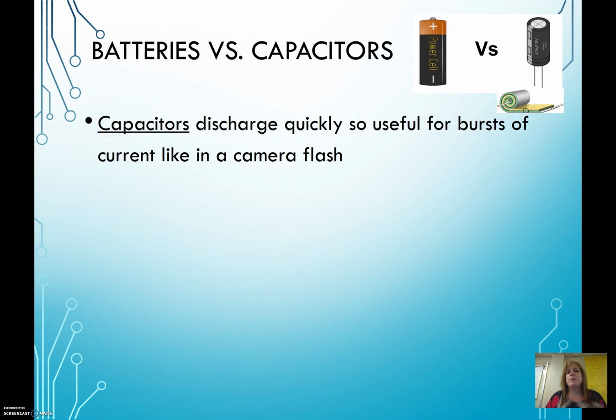Now, let's talk about the difference between batteries and capacitors. We talked about capacitors or parallel plates in our last unit, electrostatics, and we're going to talk a lot more about them later in this unit. And capacitors are awesome because they store charge, but the problem is they discharge them very quickly. And near the end of this unit, we're going to talk about how fast they discharge and how we can control that. But it's very quick.